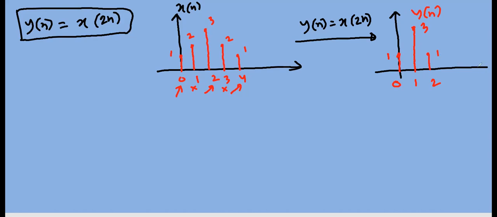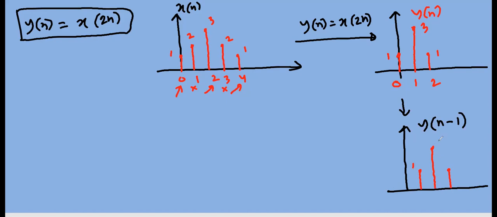If you have any problem to understand this, please raise your hand. After that, what we can do, we can shift it. We can shift it for one sample to the right. Okay, let me shift it one sample. So it will be y[n minus 1]. So how should it look? It looks like 1, 3, and 1. 0, 1, 2, 3. Fine.